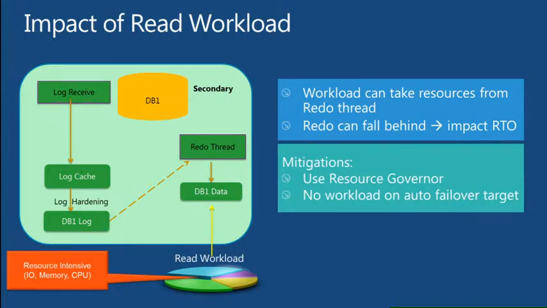So there are a couple of things that you can do. One of the things is you can use resource governor to control the amount of resources used by that workload in the secondary, right? Or the other thing is, if you can, just avoid running those workloads on the automatic failover secondary and run them on another secondary, okay?